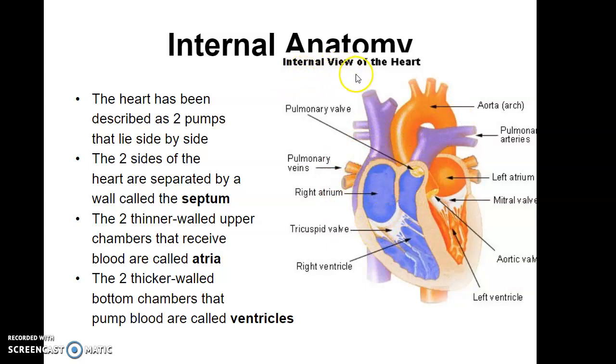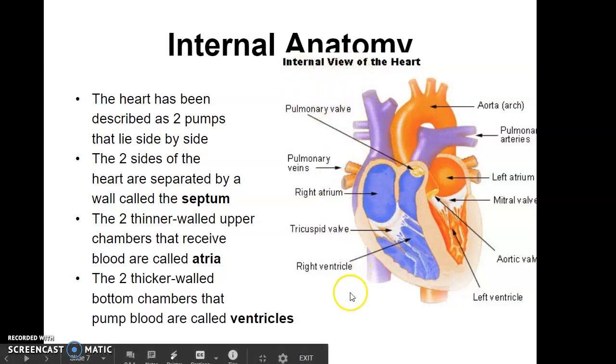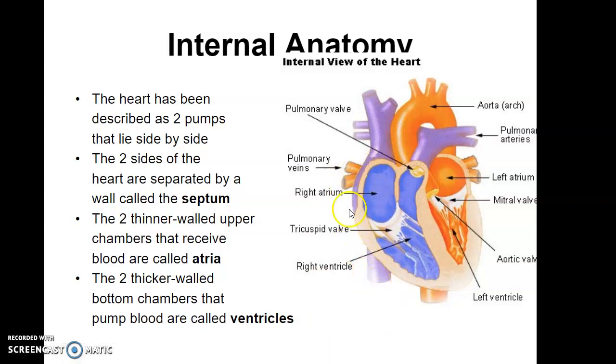Blood comes in from the body through the superior vena cava up here, and then the inferior vena cava from down here, which is the bottom of the body. Both of those dump blood into the atria. It is a thin muscular wall because the only place it has to push blood to is next door into the ventricle. So the walls of the atria are actually very thin.